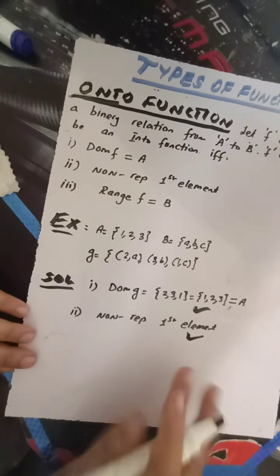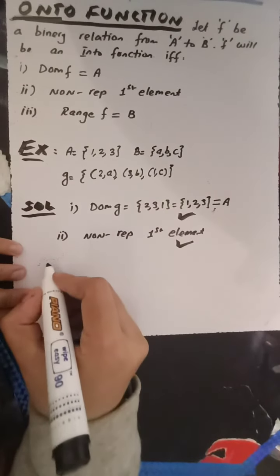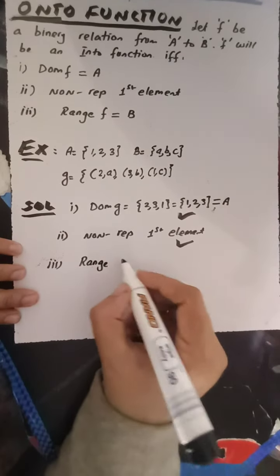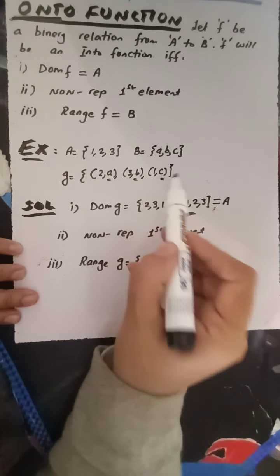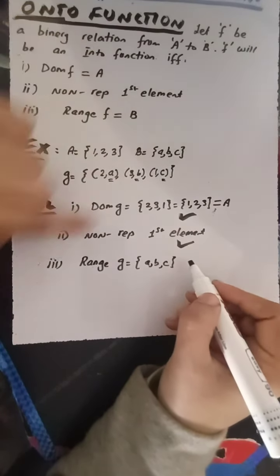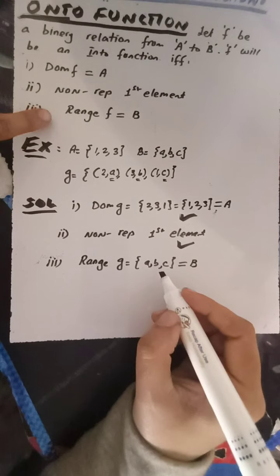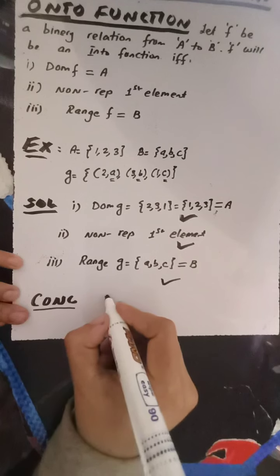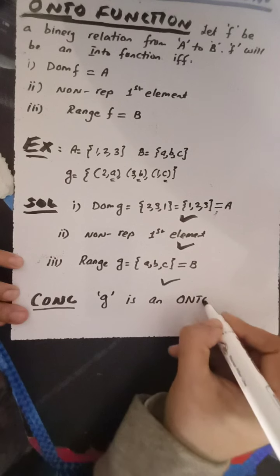Now let us find the range of this binary relation. For the third condition we need to find the range. The range of G is the set of the second elements of the binary relation, which are A, B, and C. Now if you find the range, you may see that here is B, here is the range of G. We know that it is equal to B, so the third condition over here is satisfied. So our conclusion is that G is an onto function.